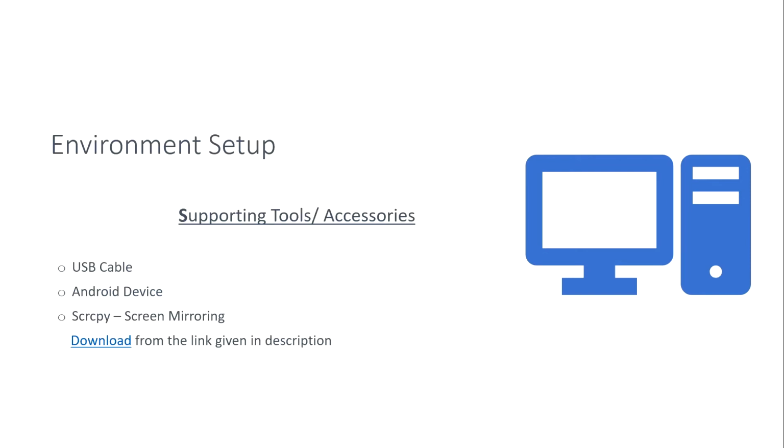We have to set up the supporting tools and accessories required for development, which is the USB cable, Android device, and a screen mirroring tool. This screen mirroring tool is essential for viewing a real-time device inside the same screen where you are doing the development. So I have given the link in the description. Please download it to use it, which is part of a Genymobile GitHub project. I have given the link. Let us download this.